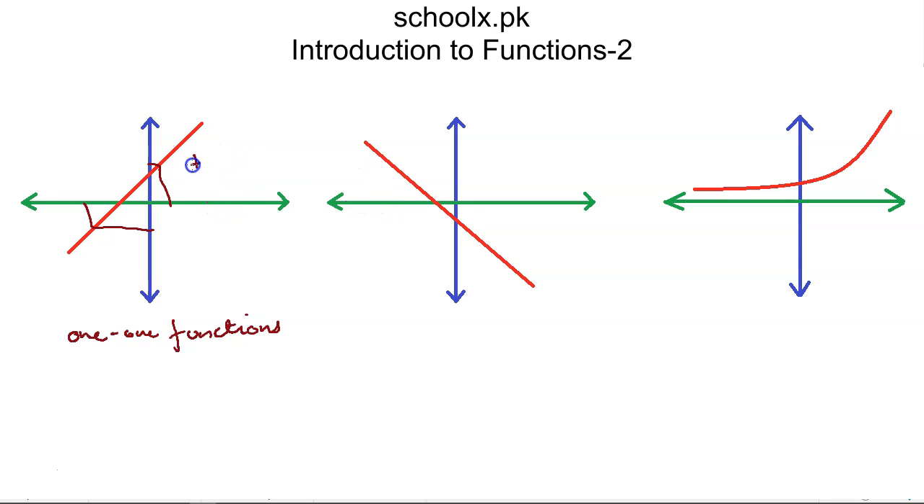This graph has a positive gradient, positive m. This graph has a negative gradient, negative m. Now on to this graph. This graph is an exponential curve. It is increasing exponentially, but in such a manner that one input here is also giving us one output.